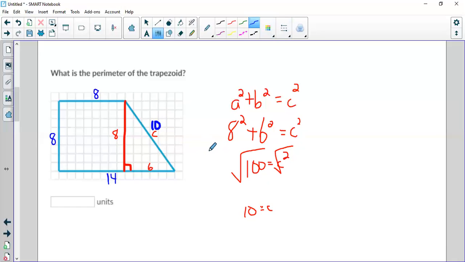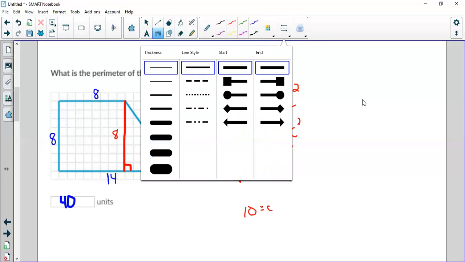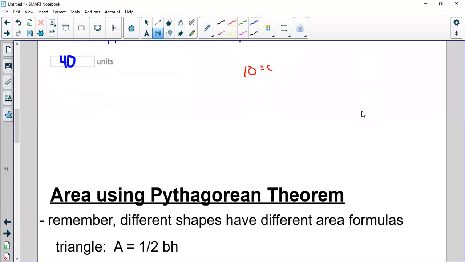And now, if I want to find the perimeter, this 8 and this 6 have nothing to do with the perimeter. It's 8's on the inside, and 6 is already part of this 14. That's why I made a different color. So the perimeter is just the 8, the 14, and the 10. So 8 and 8 is 16, plus 14 is 30, plus 10 makes a grand total of 40 units of perimeter. That's how I find perimeter of these figures. Now let's take a look at area.